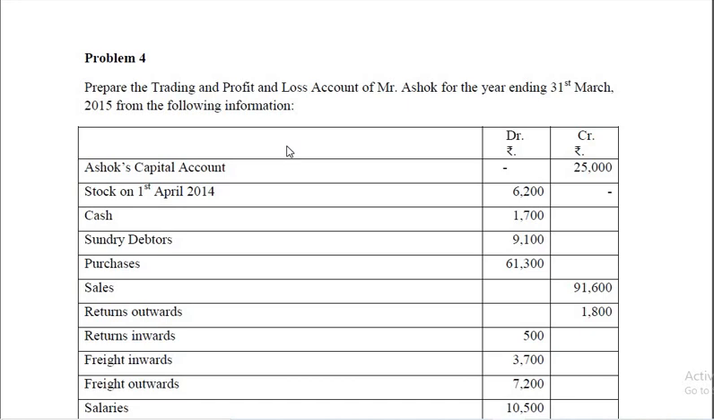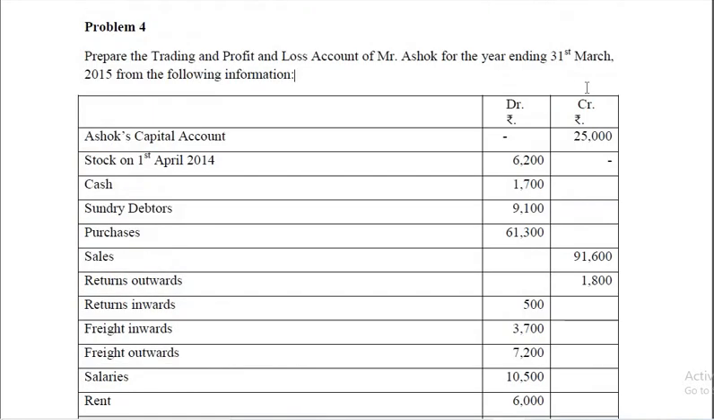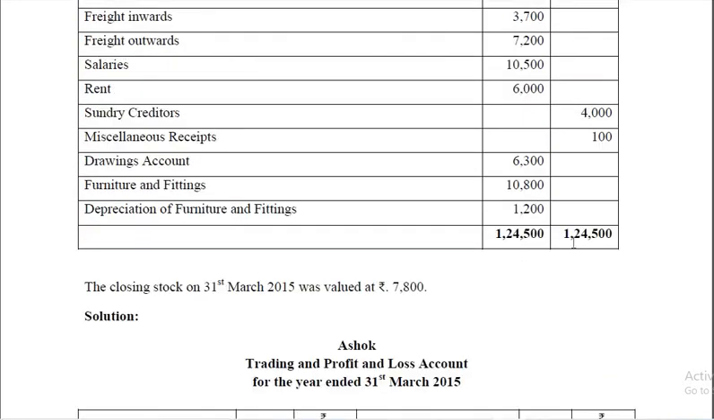So here both the trading and profit and loss account I have combined. Prepare the trading and profit and loss account of Mr. Ashok for the year ending 31st March 2015 from the following information. So this is a trial balance because both debit balance and credit balance are given in two amount columns and the total tallies. So it is a trial balance and there is an adjustment, closing stock.